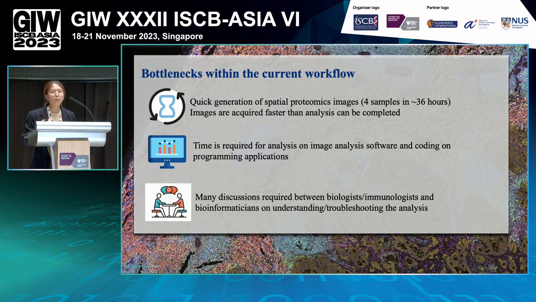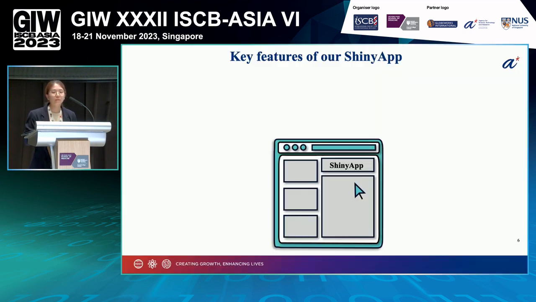For our workflow, our analysis is done in a 2-part manner. The first part is done in an image-based analysis software, followed by the cell-level data being analyzed in programming applications, for example. And also, as I mentioned in the previous slide, a lot of discussion is required between the 2 parties involved in the whole analysis pipeline, so that takes a lot of time as well. So in order to overcome all these issues, our team decided to utilize the Shiny app.